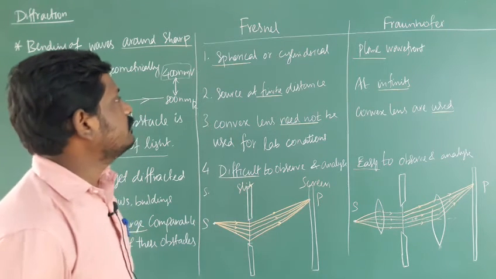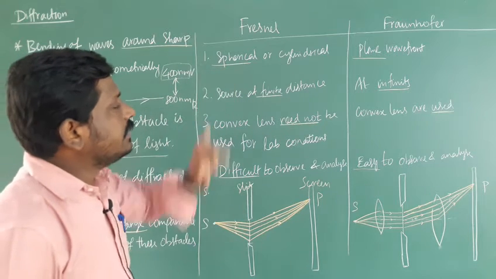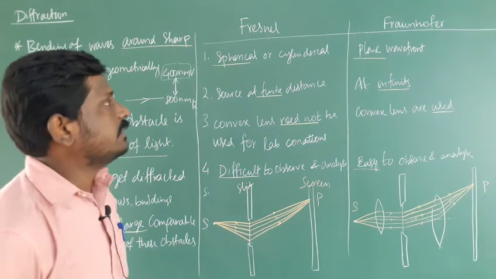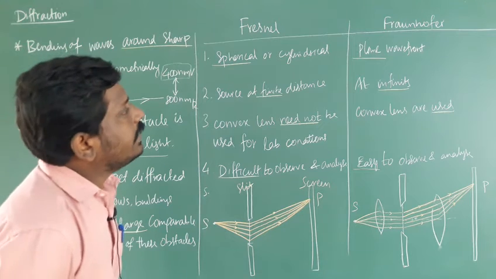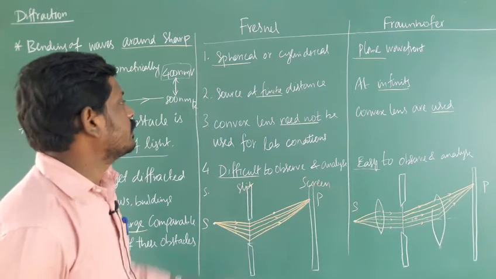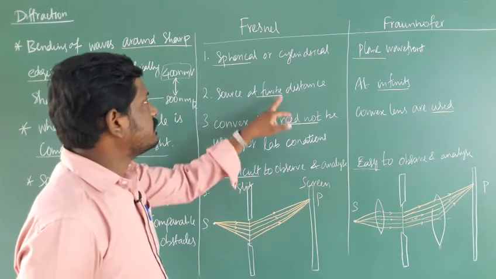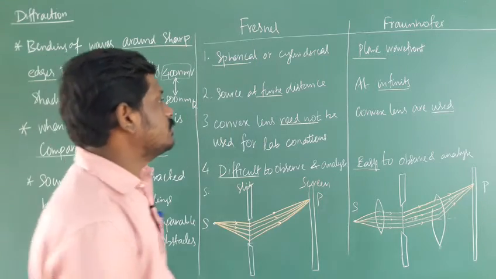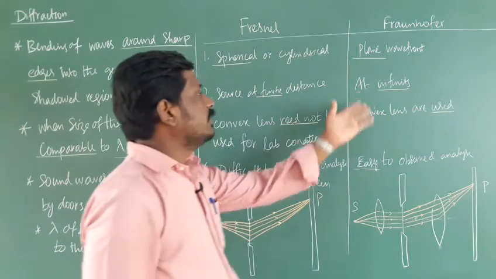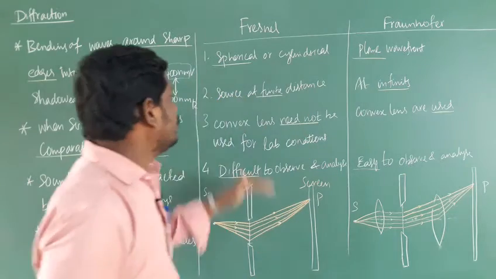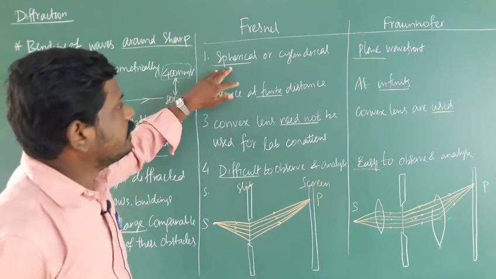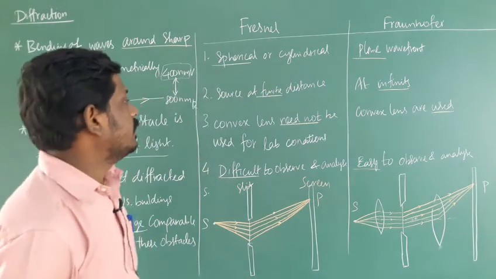In Fresnel diffraction, a spherical or cylindrical wavefront is diffracted. In Fraunhofer diffraction, a plane wavefront is diffracted. Here, in Fresnel diffraction, the source is at finite distance. In Fraunhofer, the source is at infinity. Source at infinity means we get a plane wavefront. If it is at finite distance, you will get a spherical or cylindrical wavefront.